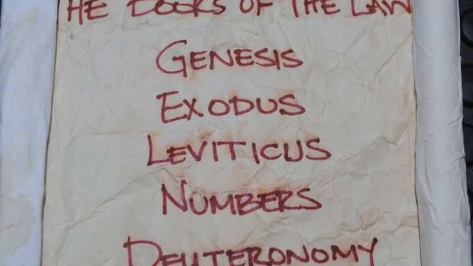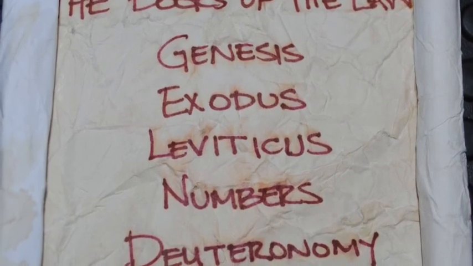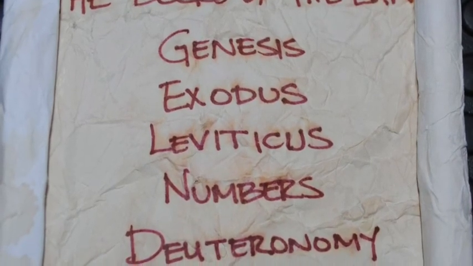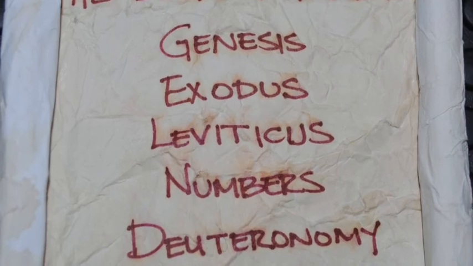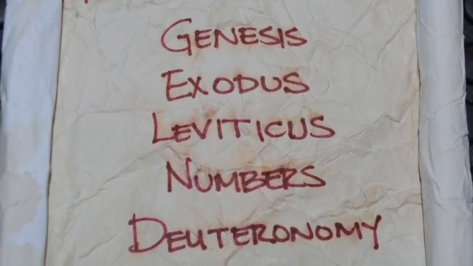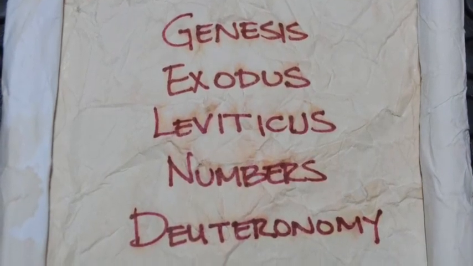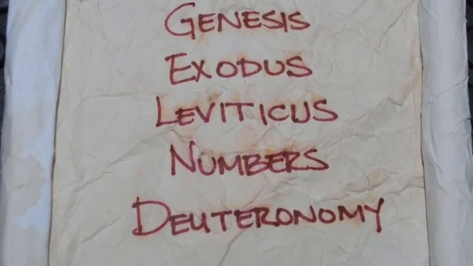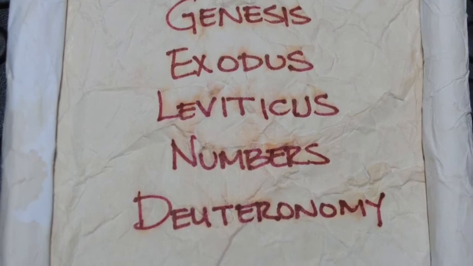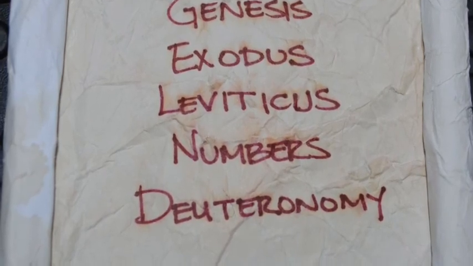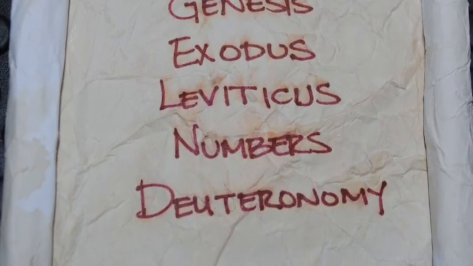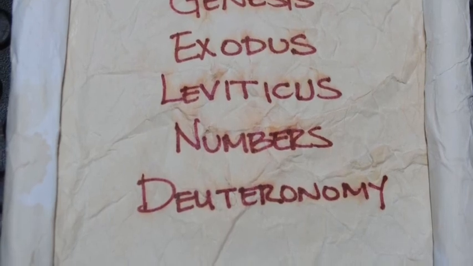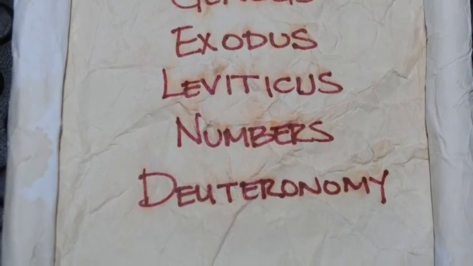There's the first book, Genesis. Can you say Genesis? Genesis. Then there's the second book, Exodus. Can you say Exodus? Exodus. Then the third book, Leviticus. Can you say that? Leviticus. Then Numbers. We know that one.